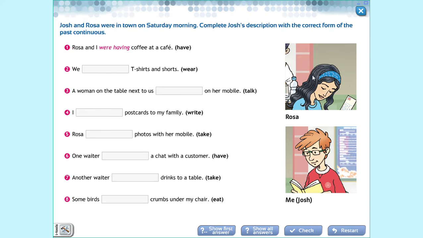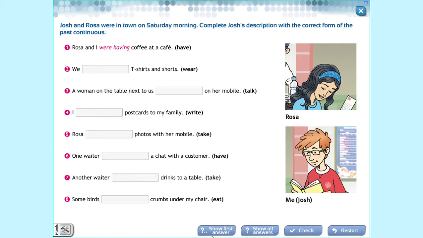So let's start with our first exercise. And we have these two scenes that we have to check on and to see this. First example mentions, Rosa and I were having coffee at a cafe. And in each exercise is giving you the verb. You just have to complete with the verb to be in past and to convert the verb in ing.